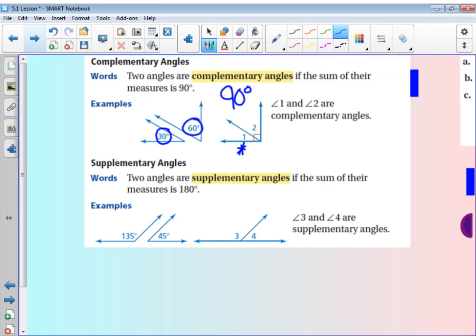Anytime you see a right angle, so here we have a right angle, when it is split by a third ray, then that would be a set of complementary angles. So here angles 1 and 2 would be considered complementary angles because they create that right angle.